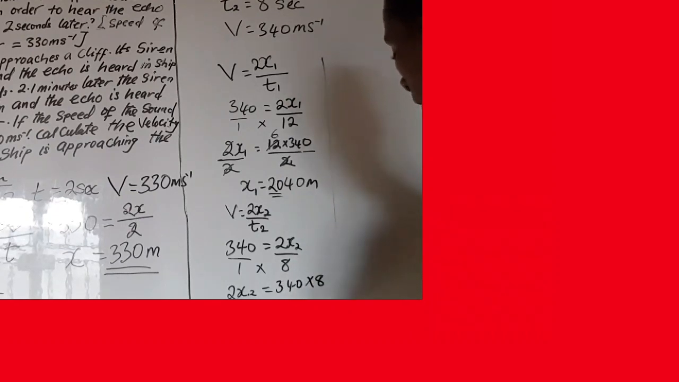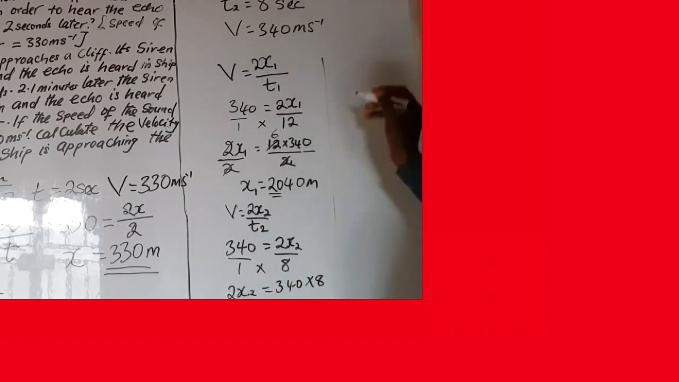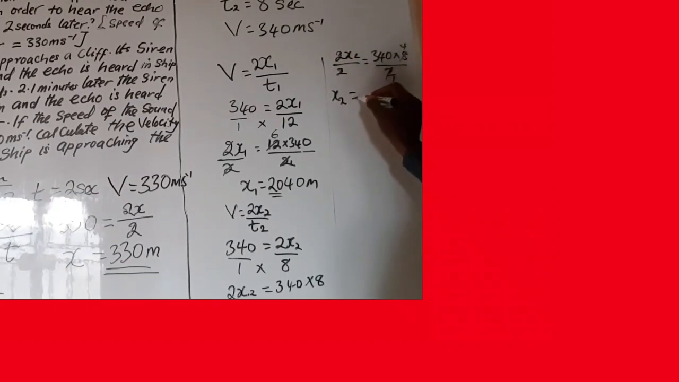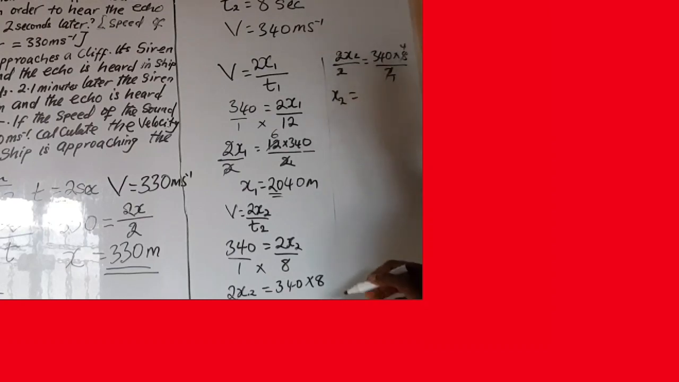340 times 8. So we divide through by 2. So we have 2x2 all over 2 equal to 340 times 8 over 2. 2 into 8 is 4. Here we cancel. Then our x2 will give us 4 times 340. 4 times 4 we have 16, bring down a 0. 4 times 3 we have 12 plus 1 we have 13. So we have 1360 meters for x2.